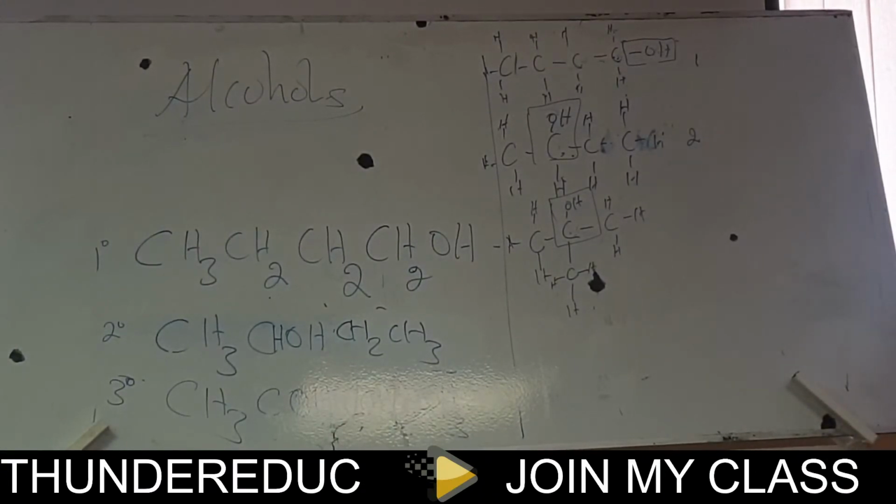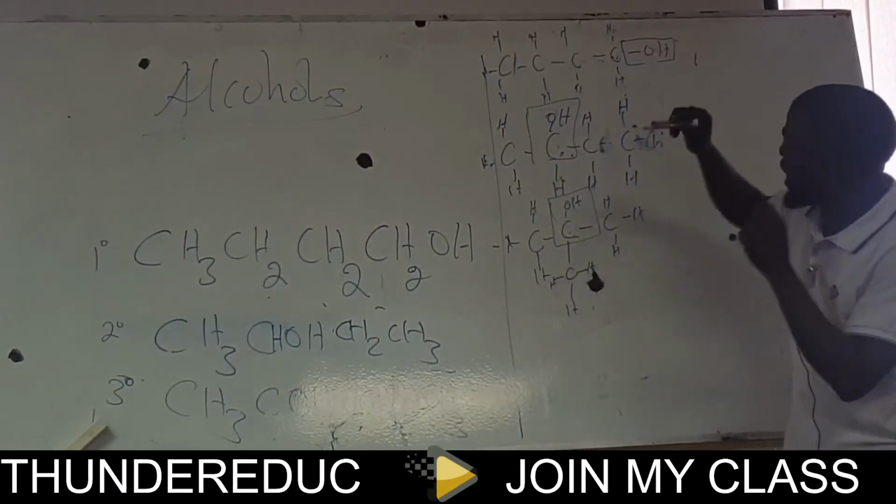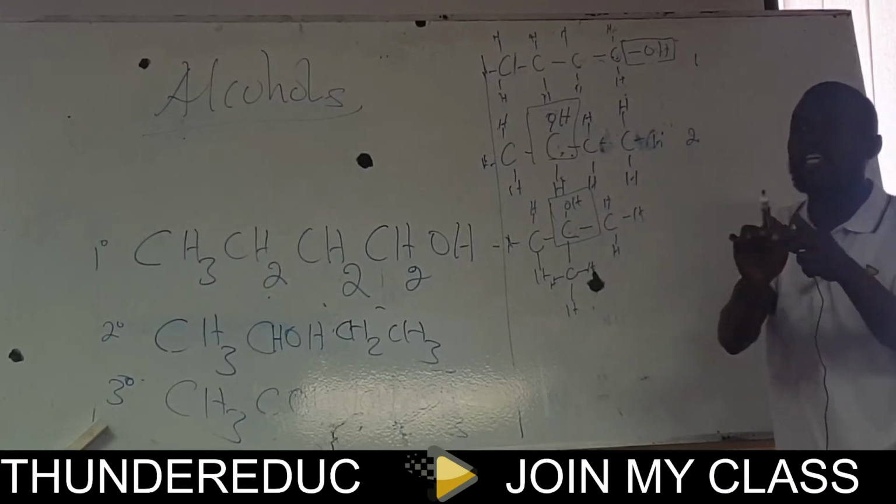Chain isomer and structure isomer are the same thing. How? I was expecting you to ask me how. How come here it is a positional isomer?